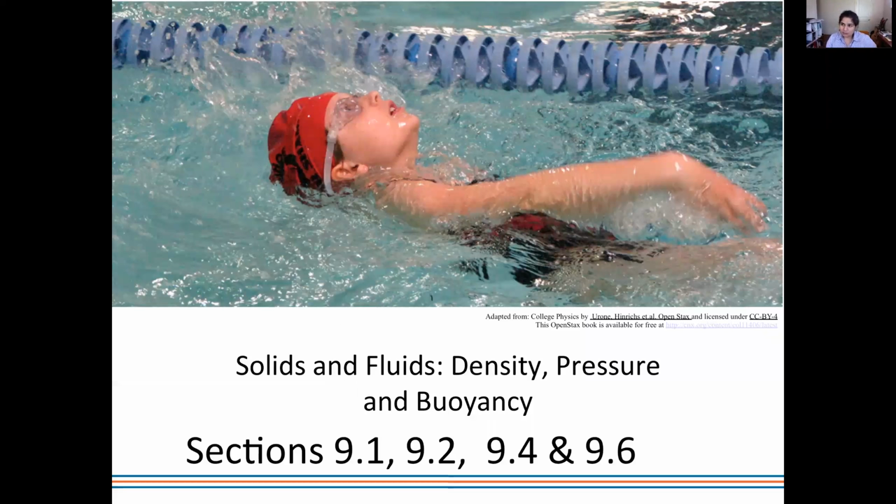We're now entering the fluid and then thermal part of the course. So today we'll talk about solids, liquids, and gases, the different states of matter, including plasma. In particular, you'll learn about density, pressure, and buoyancy.